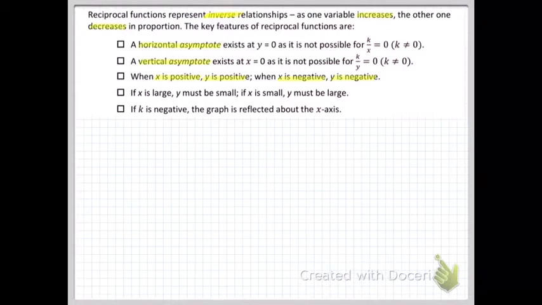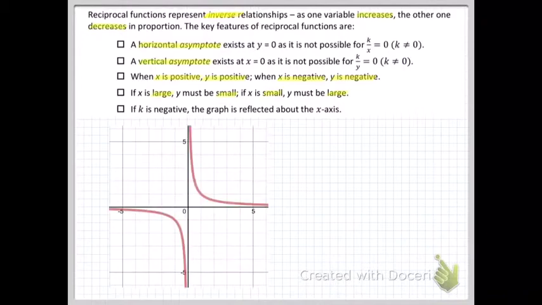We can also see that when x is positive, y is positive, and when x is negative, y is negative. It's also true that if x is large, y must be small. Again, that's the idea of an inverse relationship. As one variable goes up, the other goes down in proportion. So similarly, if x is small, y must be large.